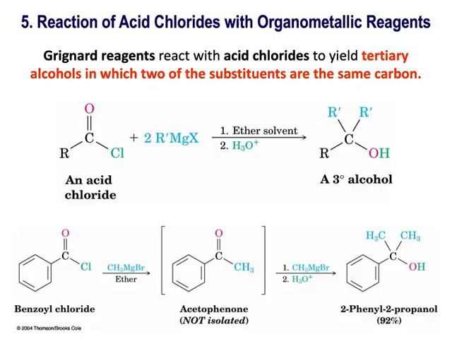So next is reaction of acid chloride with organometallic reagent. We know that the organometallic reagent is Grignard reagent, which reacts with acid chloride to form tertiary alcohol. By using the Grignard reagent in ether solvent and a source of proton, it will give the tertiary alcohol.